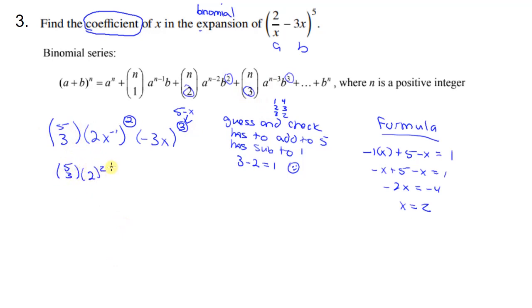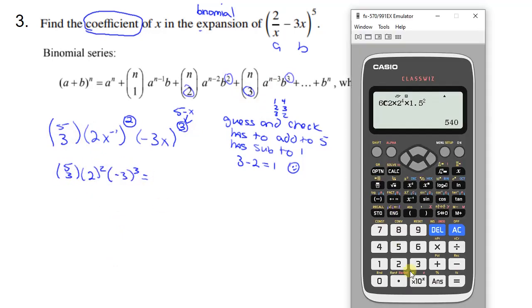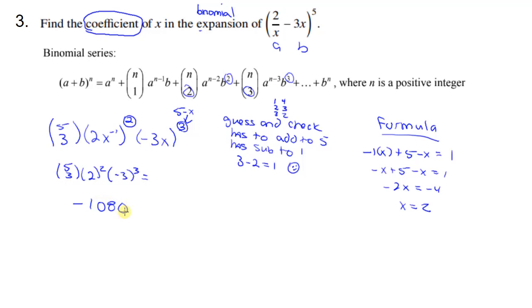Anyway, all I have to do now is find the coefficient. Keep in mind, I don't need the letters, I just need the coefficient. So this is going to be 5 times 4 times -27, and that gives me -1080. And that's the coefficient of the term, the x term.